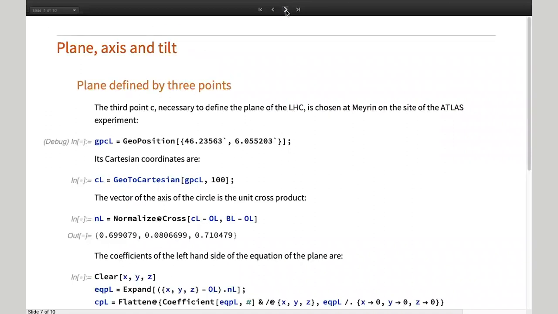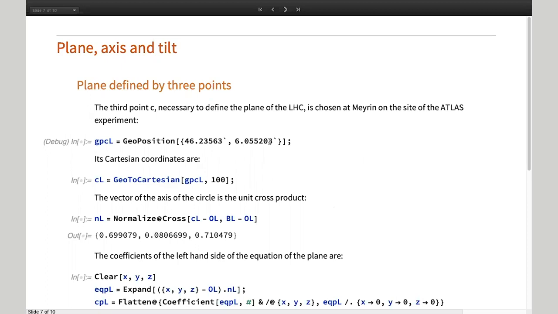And you come now to the 3D aspects, plane, axis, and tilt, which is a continuation of the previous things. A third point, yes. To define the plane, the diameter is not sufficient. You need a third point. And the third point has been taken more or less arbitrarily, but there is a big experiment in that region which is called Atlas. Some of you may know. And we took a point near Atlas as the third reference point.